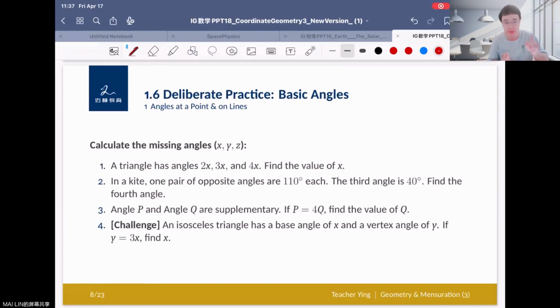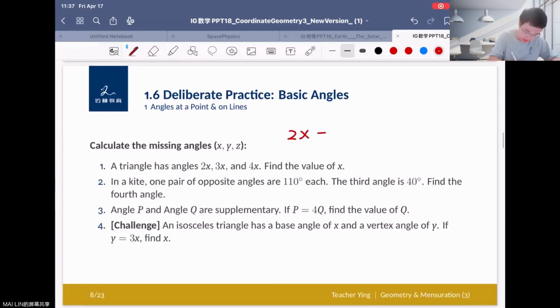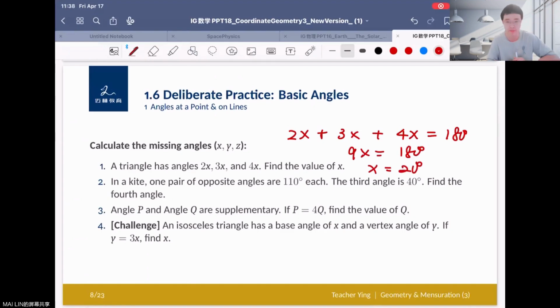Okay. So the first problem is that a triangle has angles 2x, 3x, and 4x. Find the value of x. So we knew that the total internal angle in a triangle equals 180 degrees, right? So we can set 2x plus 3x plus 4x, the sum here equals 180 degrees, okay? So 2x plus 3x equals 5x, right? 5x plus 4x equals 9x. So 9x equals 180 degrees. So here the value of x is 20 degrees, okay?